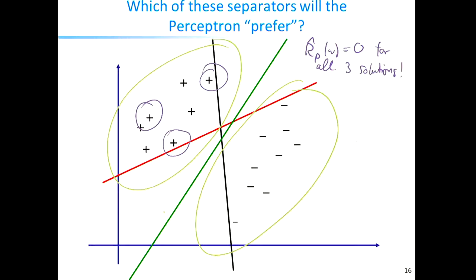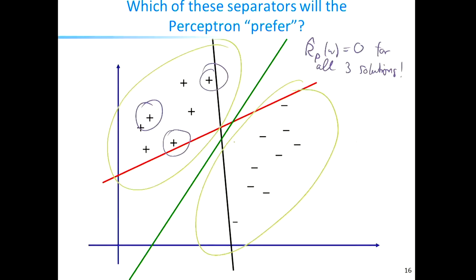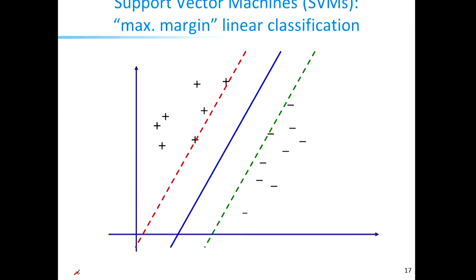Okay, and so the technical term for being as far away as possible from both classes is called margin. Basically, the property of this green hyperplane here is that it's the linear classifier that has the largest margin. Okay, and just to explain what the margin is, here's the picture.